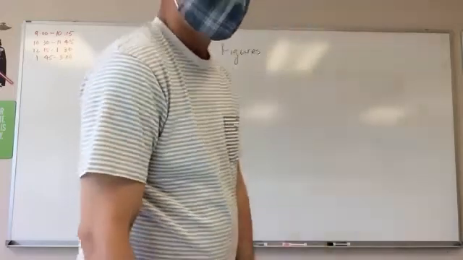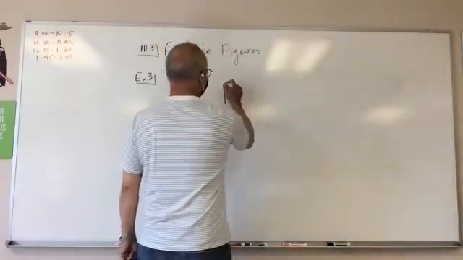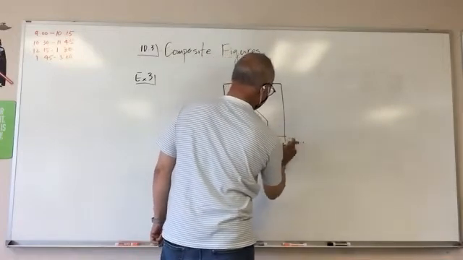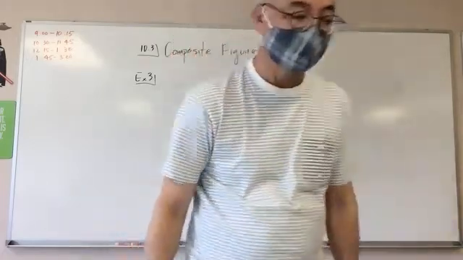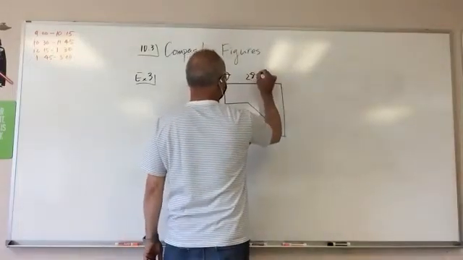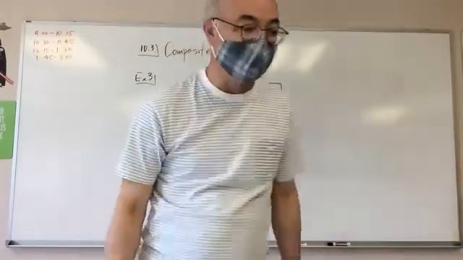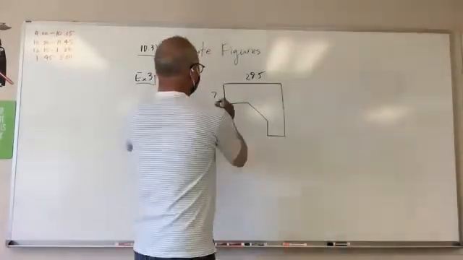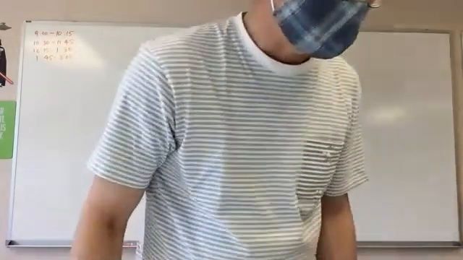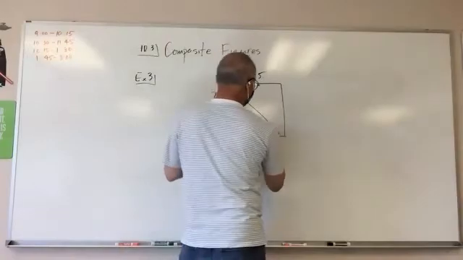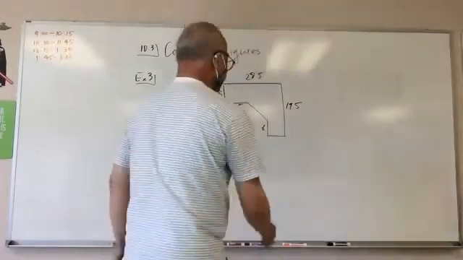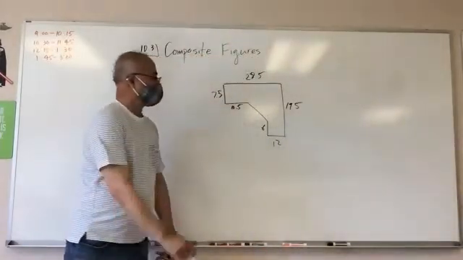Okay. So it looks like we have something that looks like this. Obviously not drawn to scale: 28.5, 7.5, 10.5, 6, 19.5, and at the very bottom we have 12 feet. Okay.